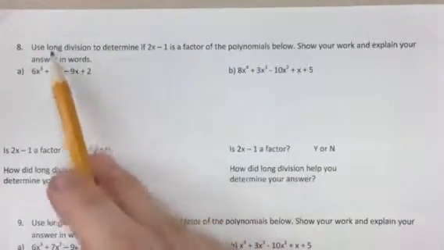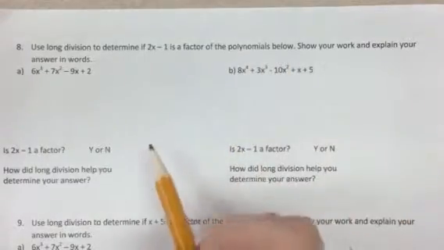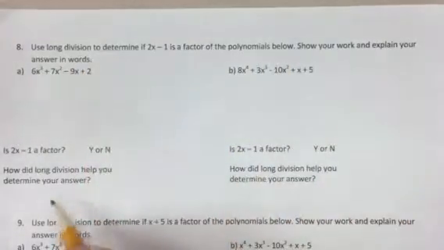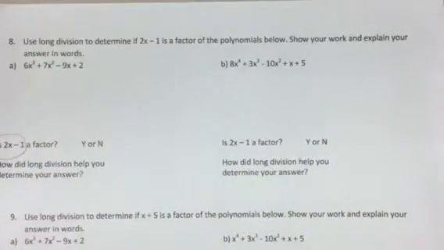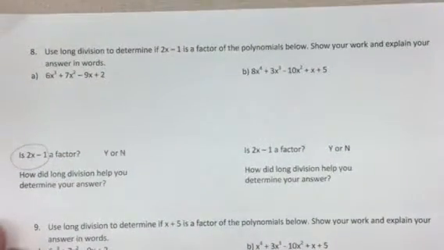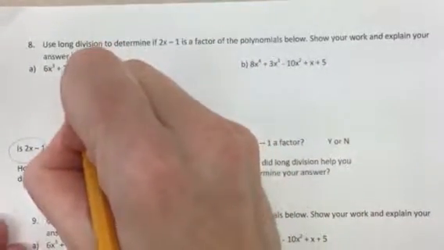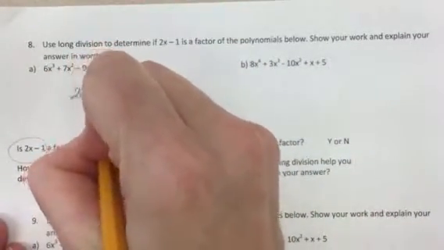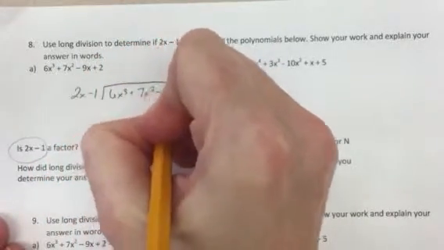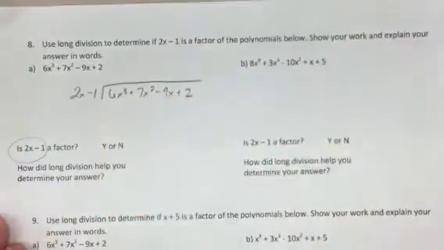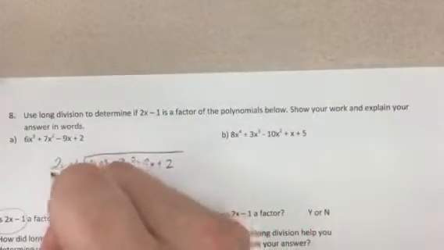For 8, it says use long division to determine if 2x minus 1 is a factor of the polynomials below. Show your work and explain your answer in words. So is 2x minus 1 a factor? Yes or no? And the big thing is I'm just supposed to use long division, right? So I divide 2x minus 1 into 6x to the third plus 7x squared minus 9x plus 2. So I'm going to use this long division.